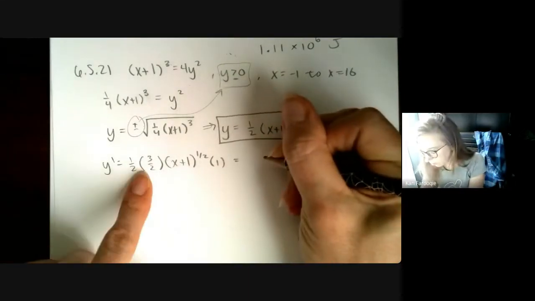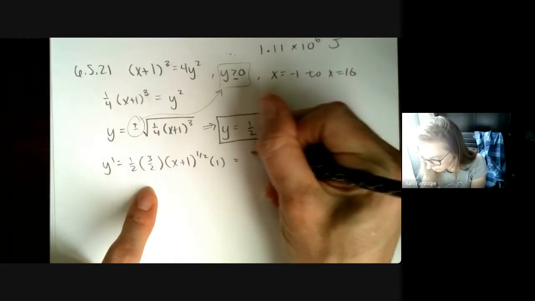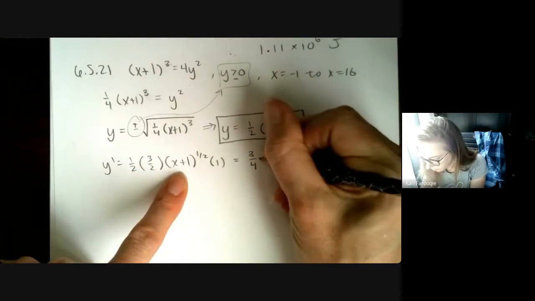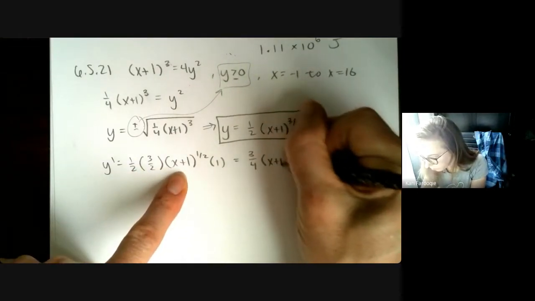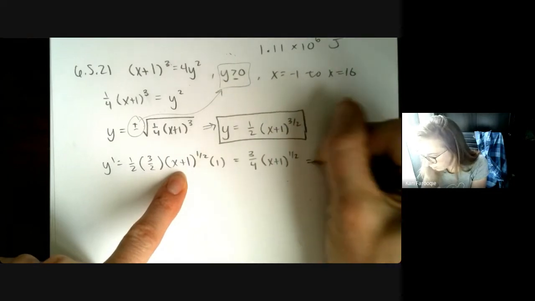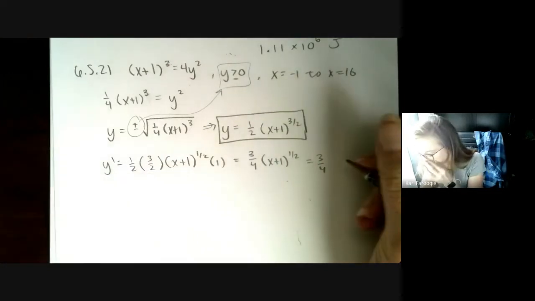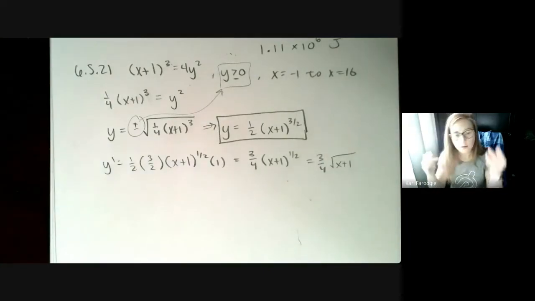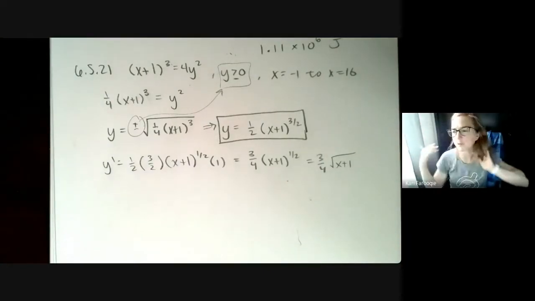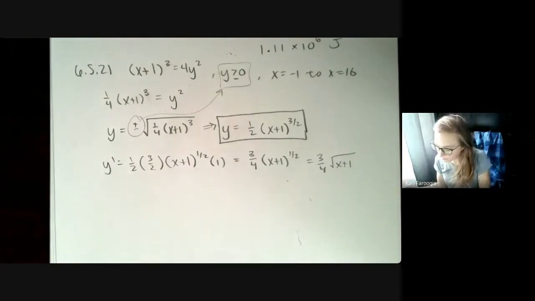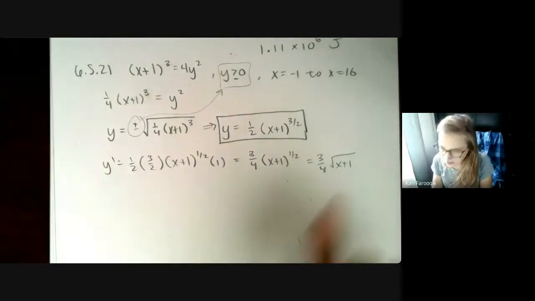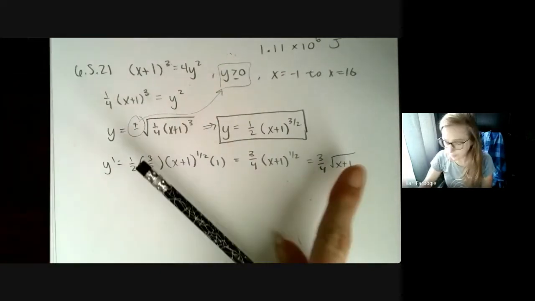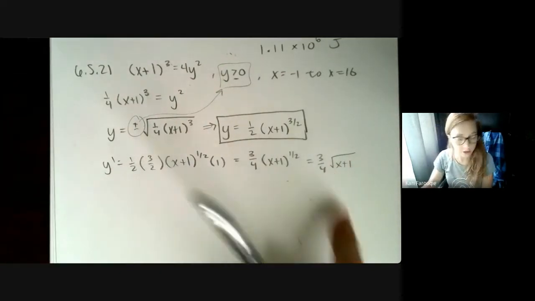So now we can go ahead and simplify this out. We have 3/4 times x plus 1 to the 1/2. If you would like, you can also just write this as the square root of x plus 1. It's up to you. You might want to leave it like that, but I was thinking since you were going to square it, you might find this notation better.